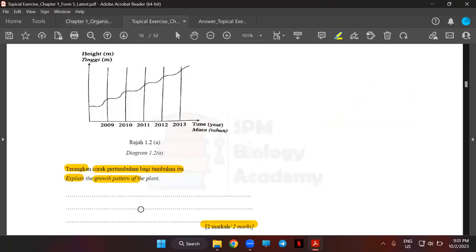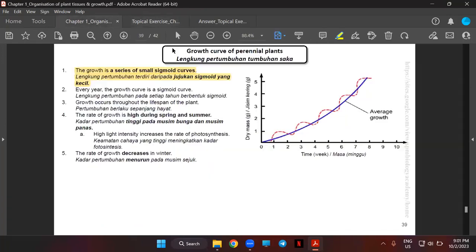And now you explain the graph. Now you explain. Okay, explain. Nak ambil jawapan apa? Nombor 2 janganlah, because nombor 2 sama dengan nombor 1. So nombor 2, you can write this. Let's go for number 4.